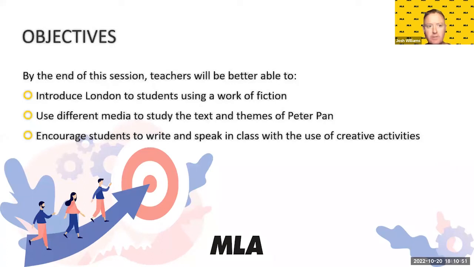As always, we have some objectives. So by the end of this session, including the handout, you should be able to introduce London to students using a work of fiction. So this is a little bit about London as well. Be able to use different media. We are looking at the book, but we're also looking at some audio and a video to talk about the text and themes of Peter Pan, and we should be able to encourage students to write and speak in class with the use of these creative activities.